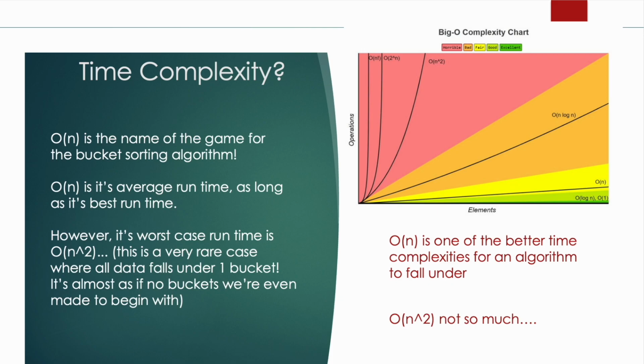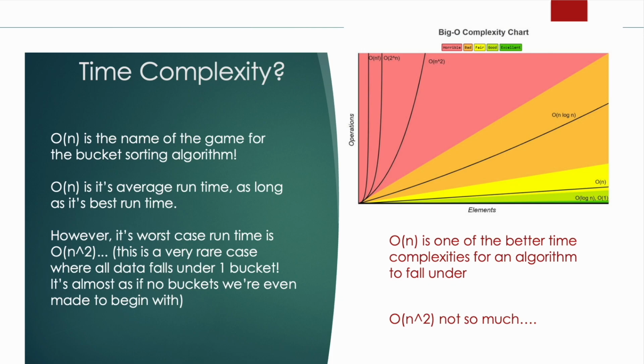So, what does the time complexity for the bucket sorting algorithm look like? O of n is the name of the game for the bucket sorting algorithm. O of n is its average runtime as well as its best runtime. However, its worst case runtime is O of n squared. Now, this is a very rare case where all the data falls under one bucket, so it's almost as if no buckets were even made to begin with.